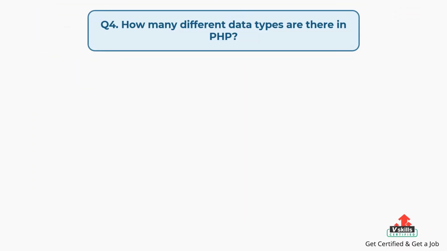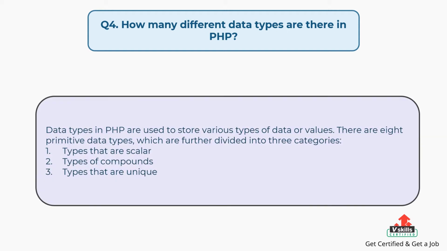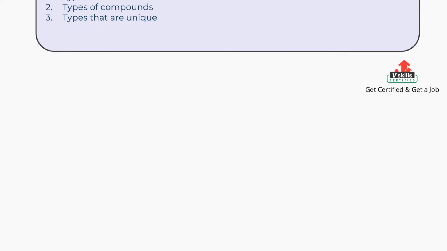Question number 4. How many different data types are there in PHP? The answer is: data types in PHP are used to store various types of data or values. There are 8 primitive data types, which are further divided into 3 categories. First, types that are scalar. Second, types of compounds. Third, types that are unique.